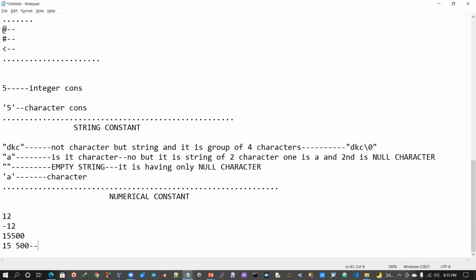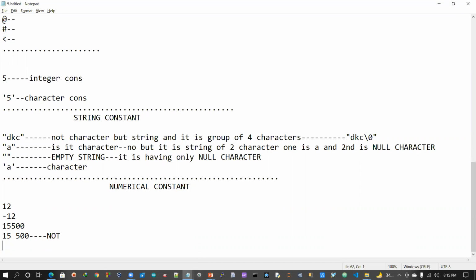What is your opinion here? This is not called numerical, because I put a space here. So a space is not allowed. Remember, in our general life, sometimes we provide a space, but that is not allowed. Some people also use a comma between such things. So this is also not allowed. So this is not called a numerical constant.